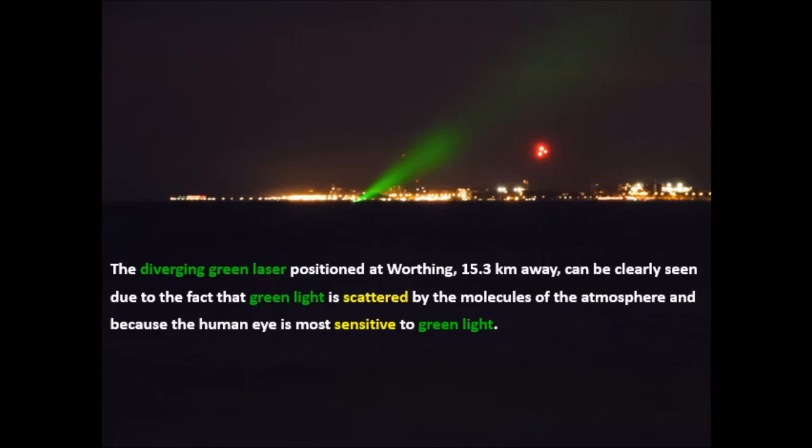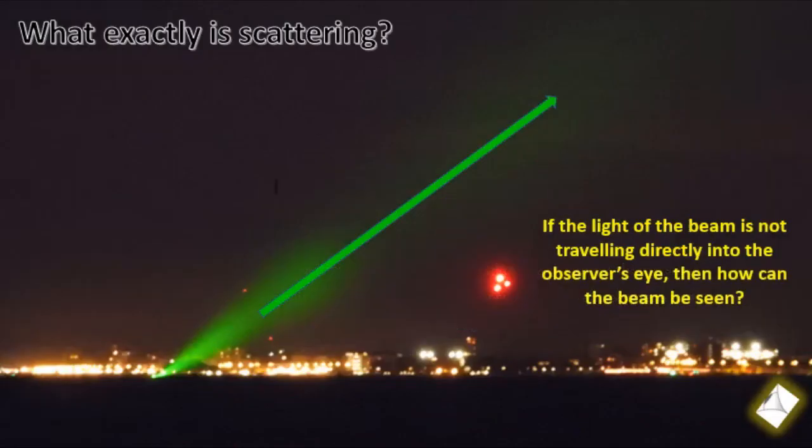The diverging green laser positioned at Worthing, 15.3 kilometers away, can be clearly seen due to the fact that green light is scattered by the molecules of the atmosphere and because the human eye is most sensitive to green light. What exactly is scattering? If the light of the beam is not traveling directly into the observer's eye, then how can the beam be seen?